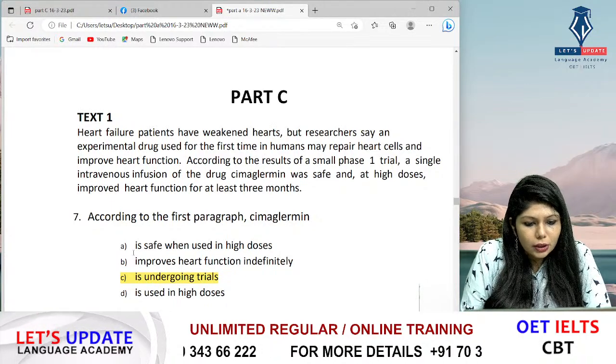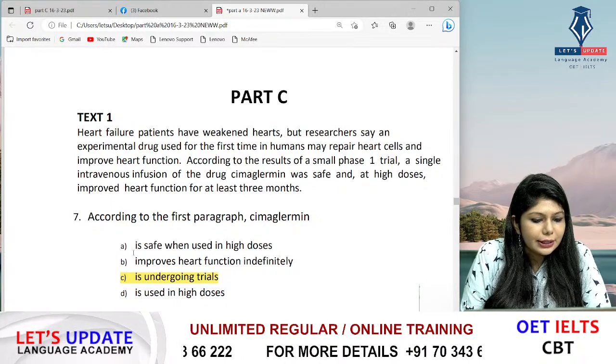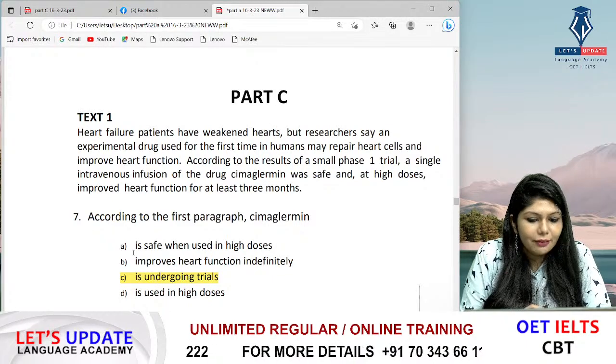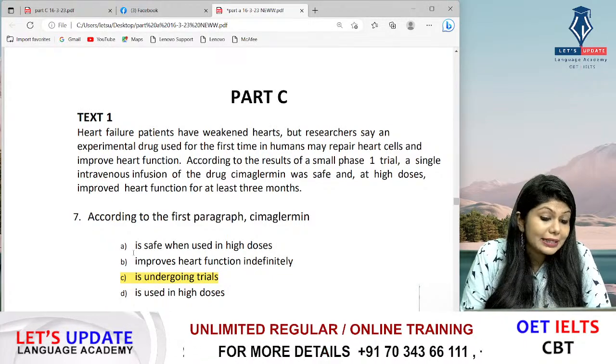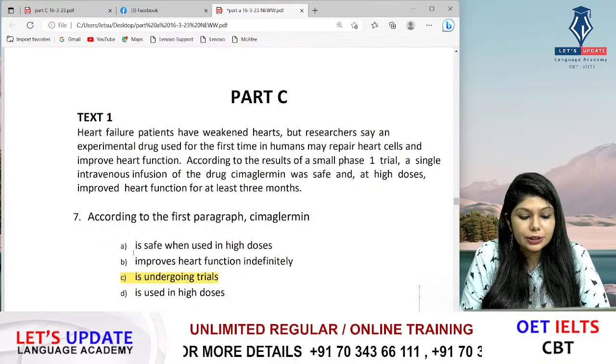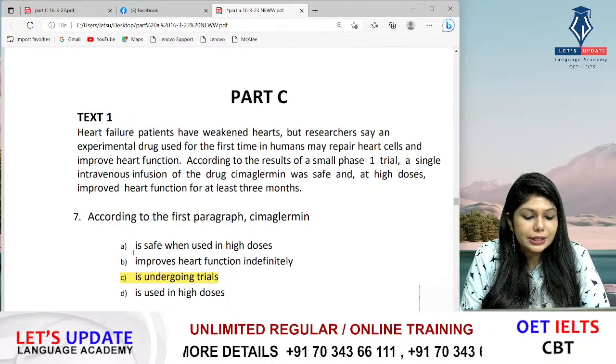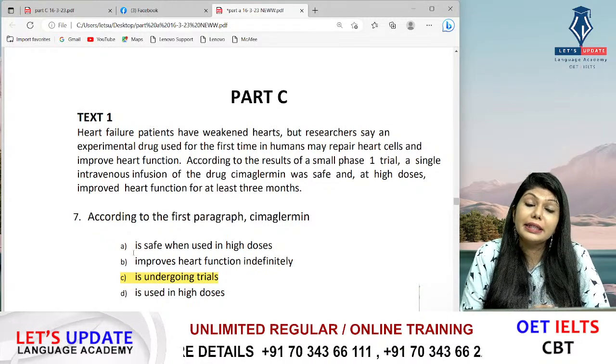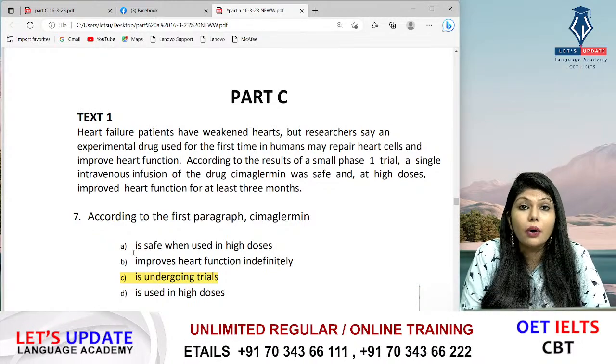Okay, so they have not mentioned that. What they have mentioned is it has improved heart function for at least 3 months. That's a very short duration. But what the option mentions is improves heart function indefinitely. Indefinitely in the sense that it is for a very long period of time.